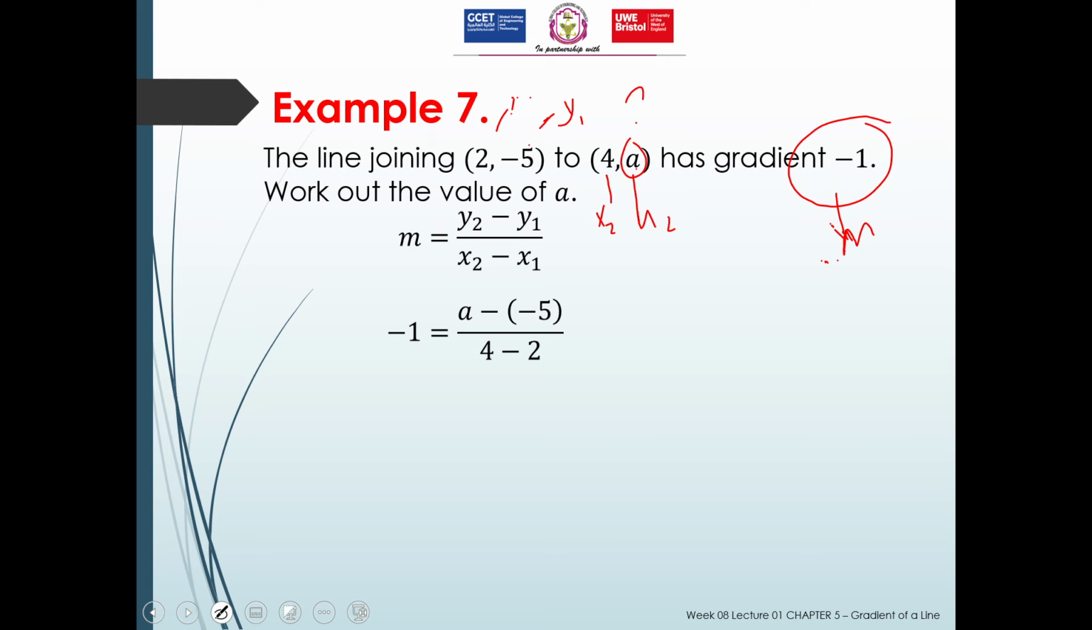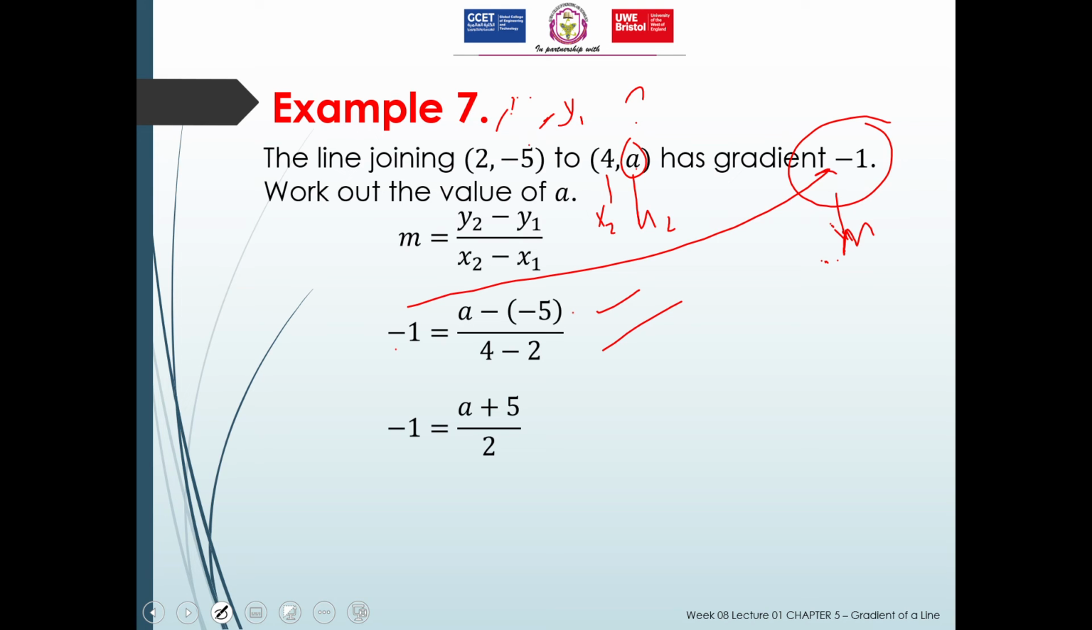So if we substitute values, we know that m is equal to negative 1. y sub 2 is a, minus y sub 1, which is negative 5. x sub 2 is 4 and x sub 1 is 2. Okay. So we have 4 minus 2 is 2. Negative times negative gives us positive 5. So a plus 5 over 2 is equal to negative 1.